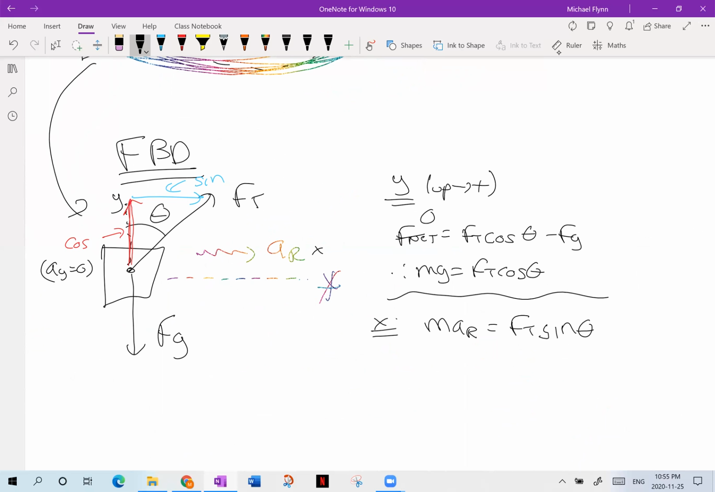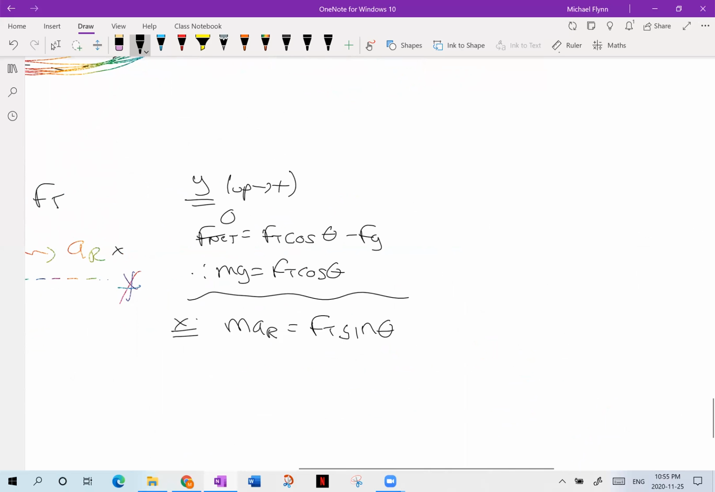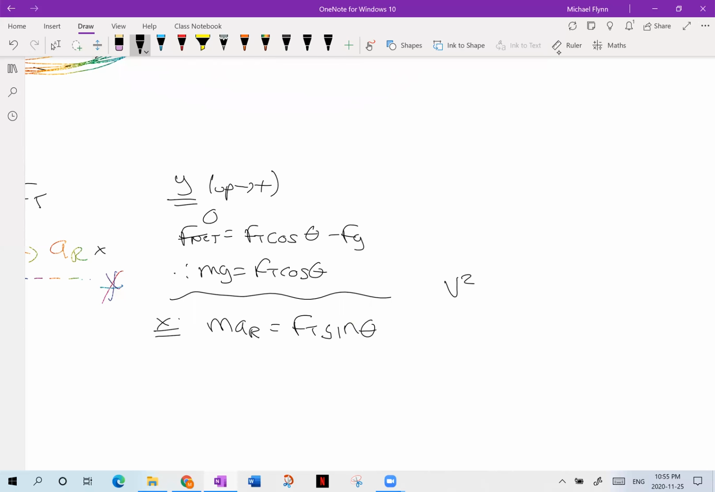Now, how do we solve the system of equations? Well, you're going to put v squared over r equals aR. That's our special formula for circular motion. And then you're going to divide these two equations. So if I take mg equals FT cos theta and just divide those two equations, the mass will cancel, the tension will cancel, and I get aR over g equals tan of theta.